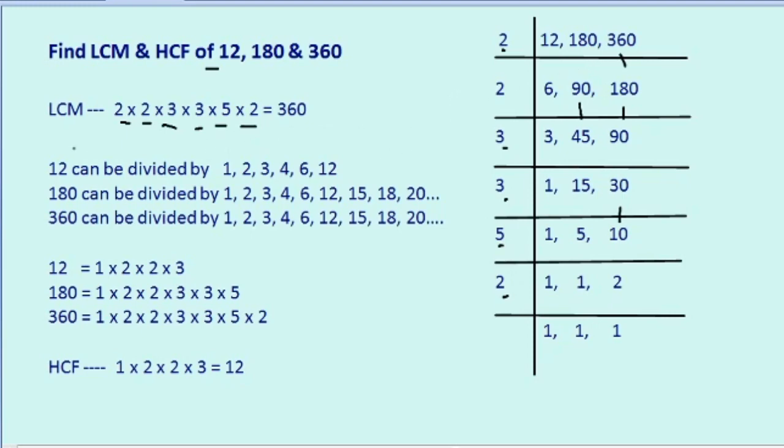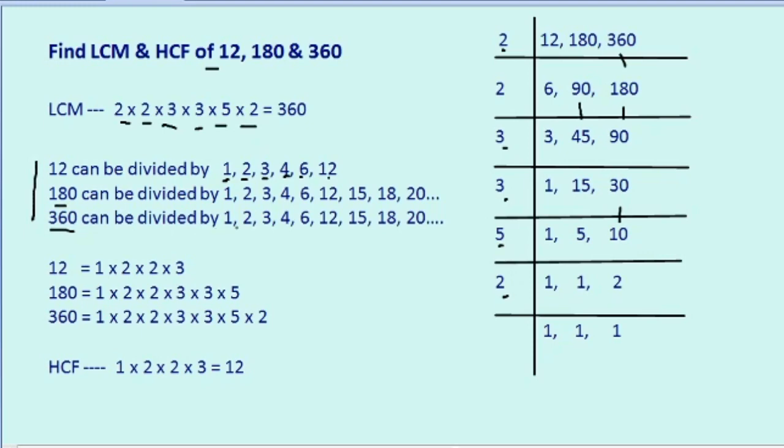Okay. Now we move on to our HCF. 12 can be divided by which numbers? 12 can be divided by 1, 2, 3, 4, 6 and 12. All these numbers are factors of 12. We can divide 12 by these. Then 180 can be divided by, again, 1, 2, 3, 4 till 12, then 15, 18, 20, then after that 30, 90 and 180. Those are not required, so I have not written them. Highest is required, so I have written it till 12 only here.